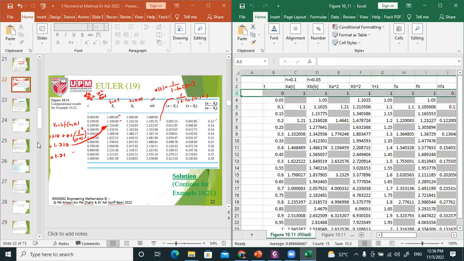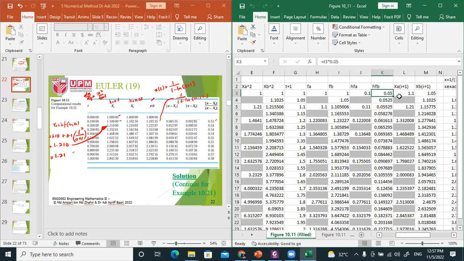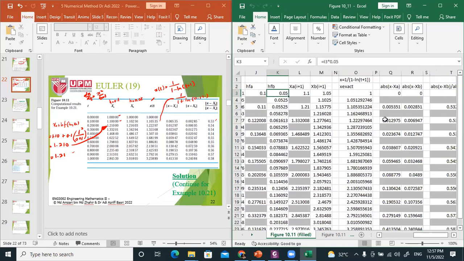We start with the first one. This is the initial one. So t is 0, XA is 1, the initial one. XB is 1. So XA square, and you remember the function is x square divided by t plus 1. So you do x square, then xb square, then t plus 1. Then you can do the function of FA, function of FB. When you multiply h, the time step, by FB, then you can get the answer of i plus 1. So this is the function.